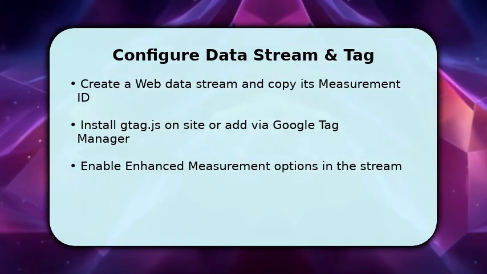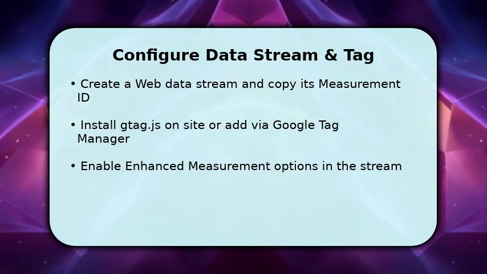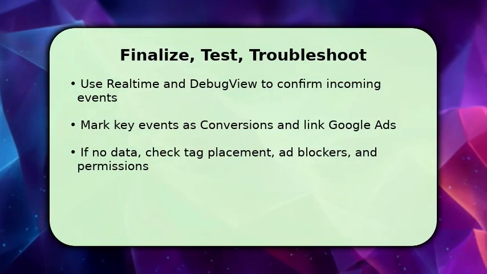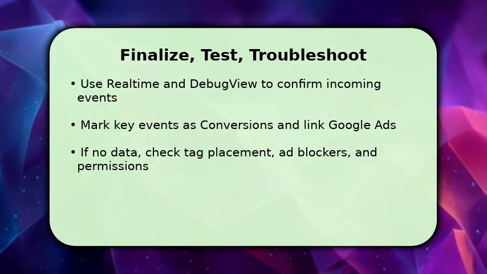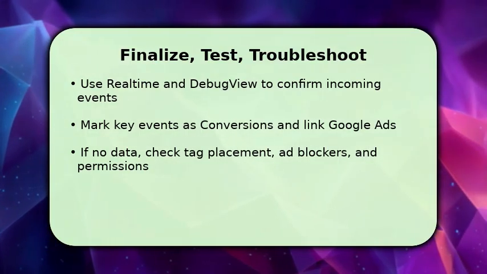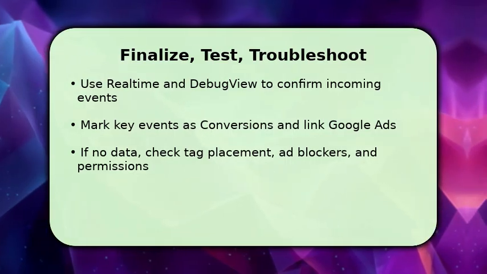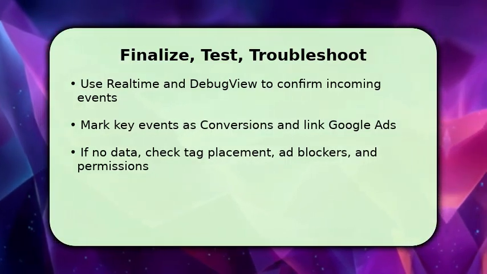And now finalize by verifying data arrives. Open real-time and debug view while you trigger site actions to confirm events flow in. Once verified, mark important events as conversions and link accounts like Google Ads for cross-product reporting.